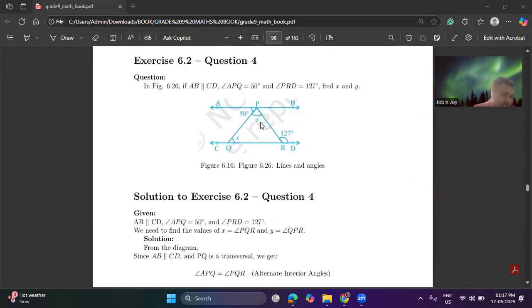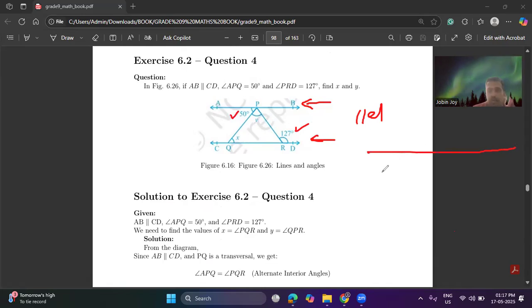Next question. Question number 4. Here again we have a line AB. This line is parallel to CD. APQ means this angle, this angle is 50 degrees. And angle PRD means this angle, 127 degrees. Find X and Y, this angle and this angle.